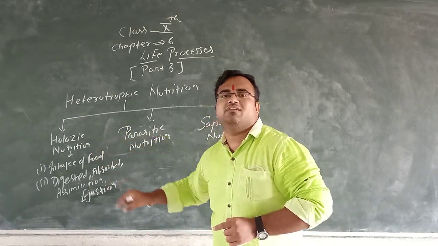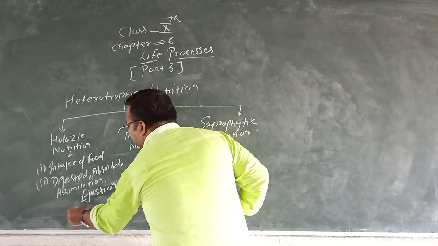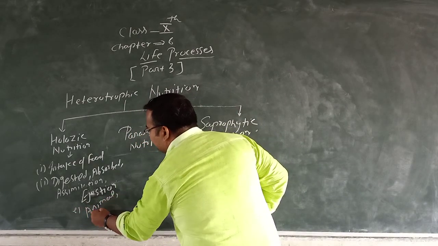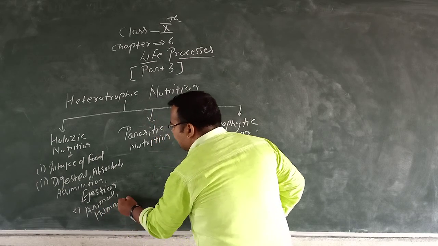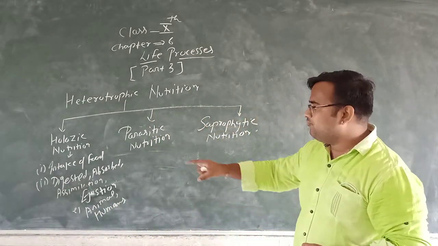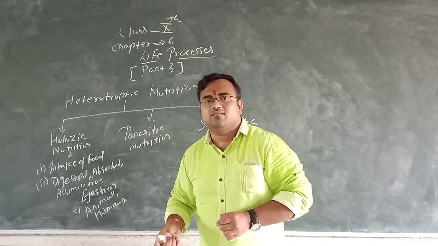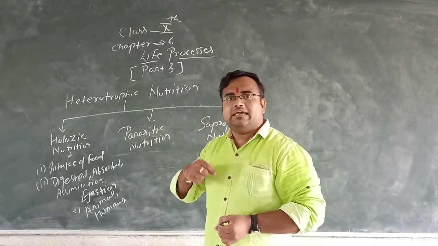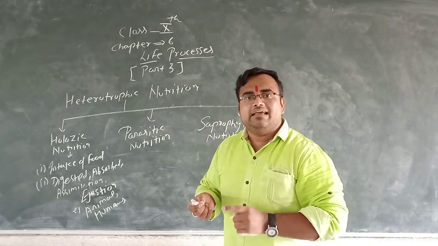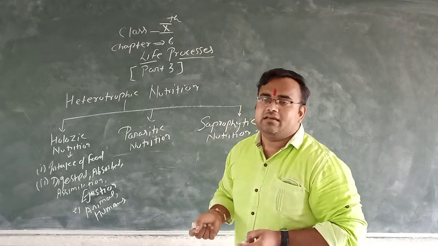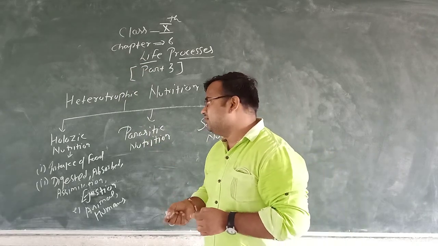And this type of nutrition is performed by animals and humans. Animals and human beings perform the holozoic mode of nutrition. That means in this mode of nutrition, the food is first taken in, then it is digested, absorbed, assimilated, and finally it is ejected. It is known as the holozoic mode of nutrition.